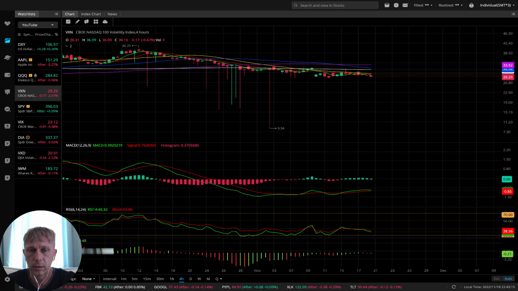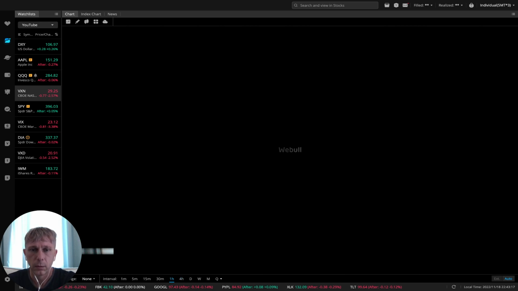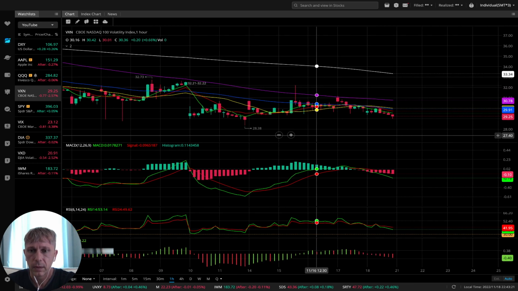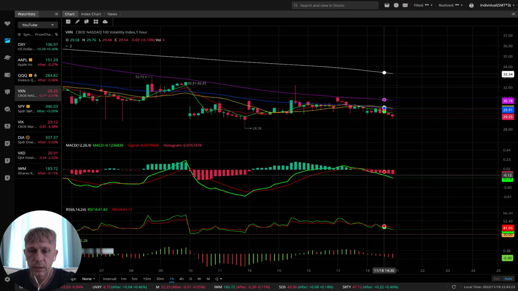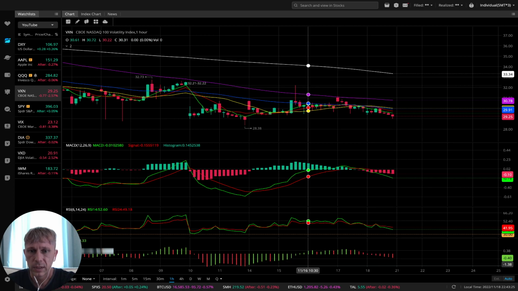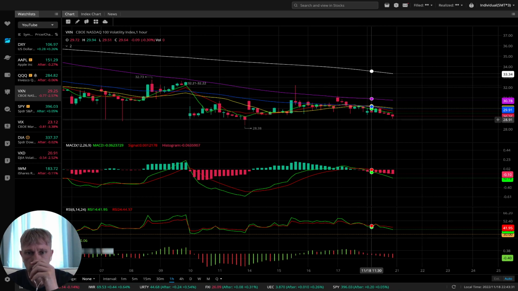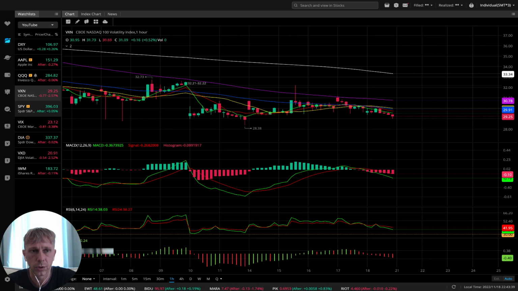Let's see 1 hour. On 1 hour it's bearish, but it has bullish divergences, right? Bullish divergences on all indicators. It wants to go bullish on 1 hour, 4 hours, and daily. Bullish divergences on all time frames. It wants to change direction to bullish. Bullish for VXN means bearish for Qs.